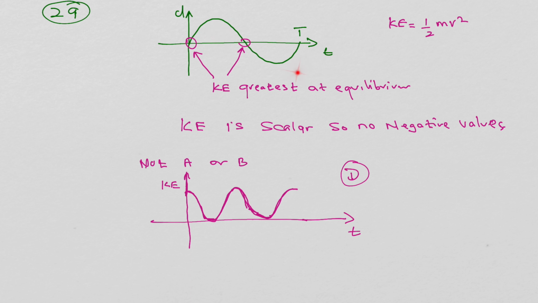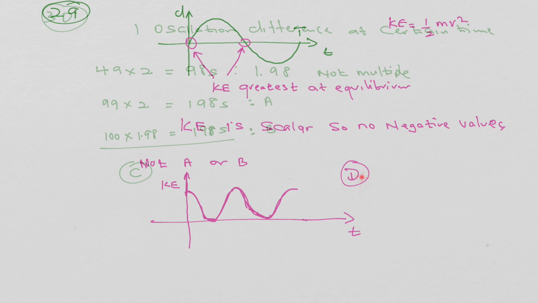You're not going to have a negative kinetic energy, because the gradient is the velocity, and velocity is squared, so you're not going to have a negative. You're always going to have a positive value. Kinetic energy is scalar, so no negative values. So you're going to get the maximum there, and that will be the minimum there. That will be maximum, minimum, and maximum. So the answer is going to be D.